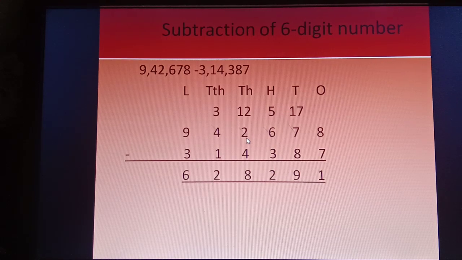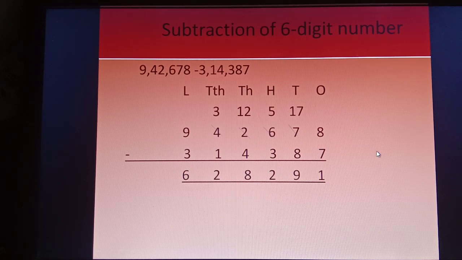Here in the thousand place, 2 minus 4: 2 is less than 4, so we cannot subtract, so we will borrow from the 10,000 place. It will give 10, so there will be 12. 12 minus 4 is equal to 8, and 3 is remaining on the place of 10,000, so 3 minus 1 is equal to 2, and the last, on the lakh place, 9 minus 3 is equal to 6. In this way we will do the subtraction.